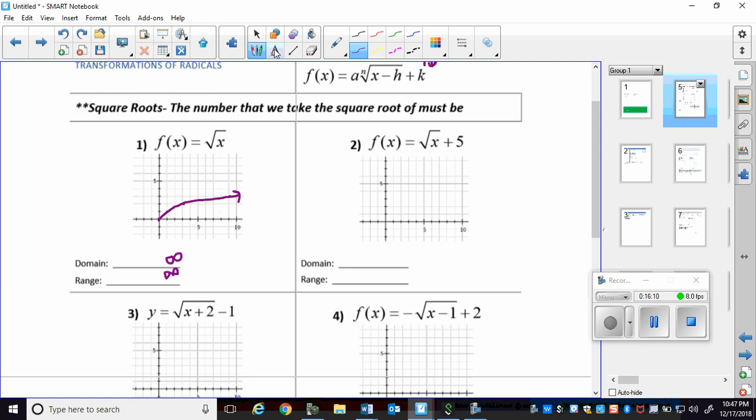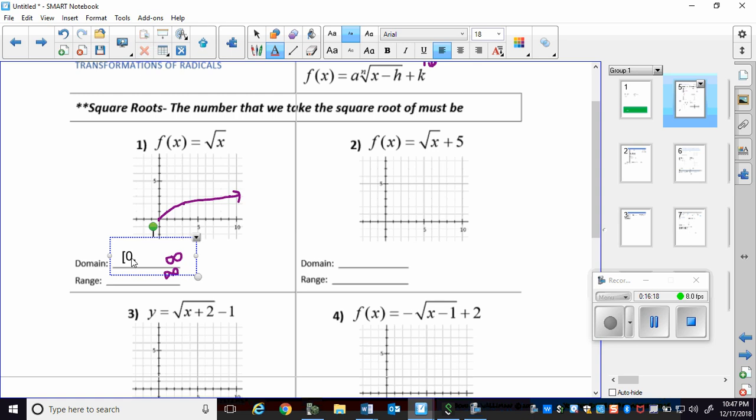Okay, so I'm going to type the rest of this in here. I have a hard bracket, and then 0, comma, and then we close that with a parenthesis. On the bottom, hard bracket, 0, comma, and those y values go all the way up to positive infinity. On the other hand, for number 2, we're just moving everything up 5 units.